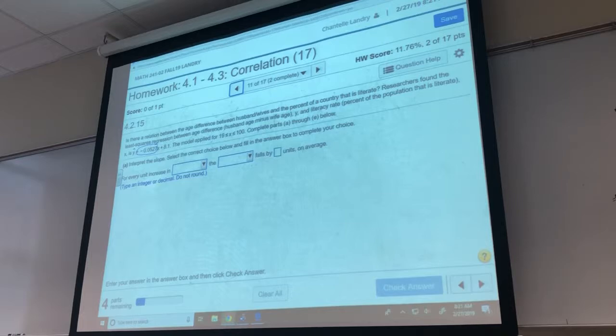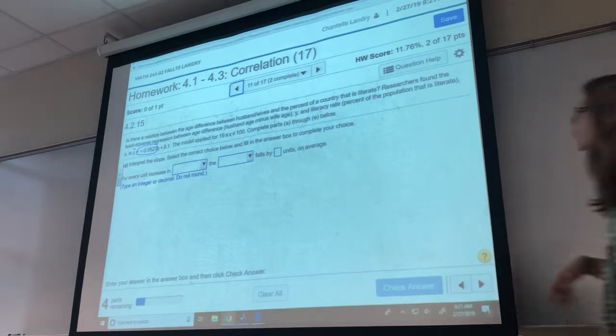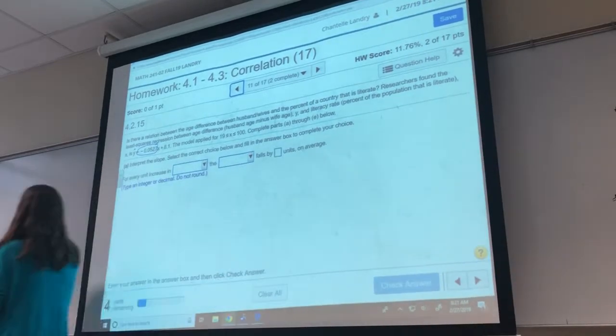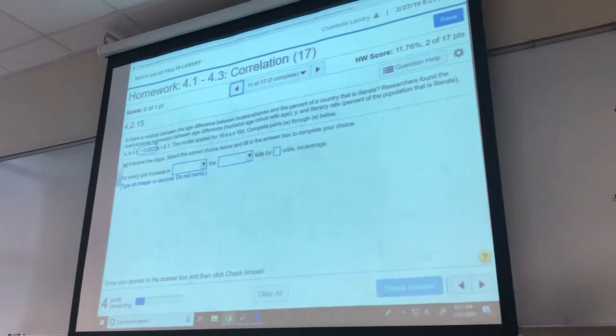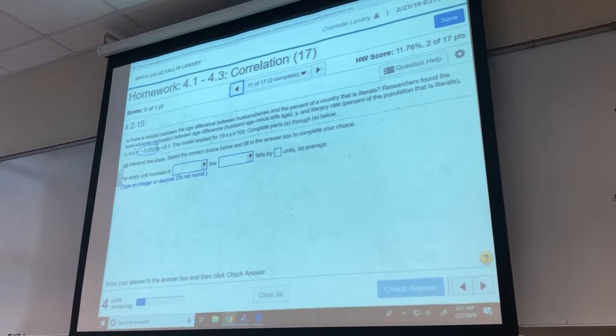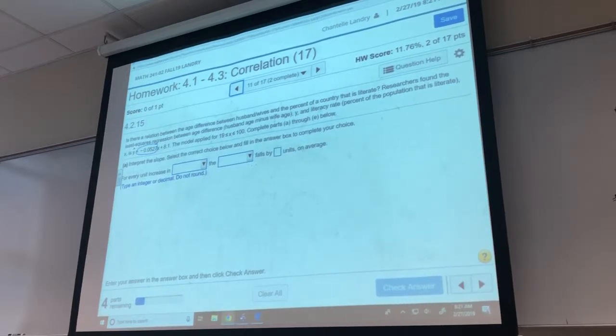So again, we're going to be using this formula. Slope is the same thing as rise over run, which is your change in y over your change in x. So our slope is negative 0.0527. And so on the bottom we have our change in x, which is 1.